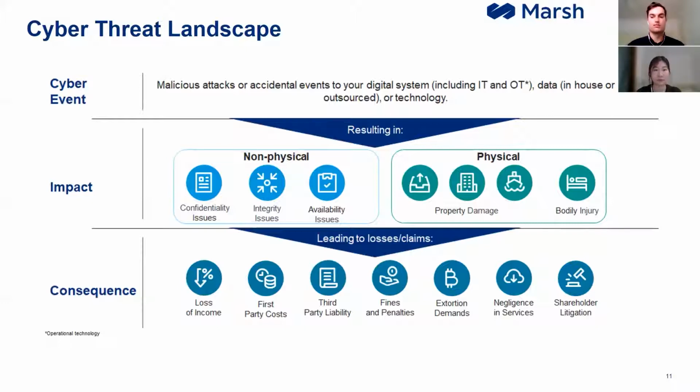Other first-party costs include the loss of income or increased cost of working, or extortion demands relating to paying a ransomware. It's important to note there is also coverage available for cybercrimes relating to fraudulent invoicing. Another element is third-party liability costs, which relate to negligence or liability by the insured, which results in damages to others. This can be in the form of negligence in services, shareholder litigations, fines and penalties, and other claims.